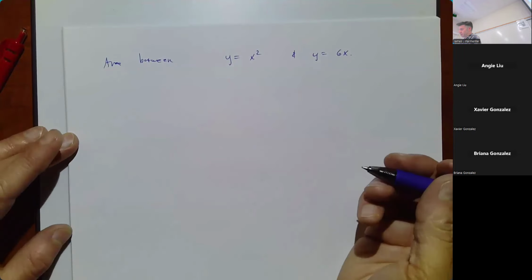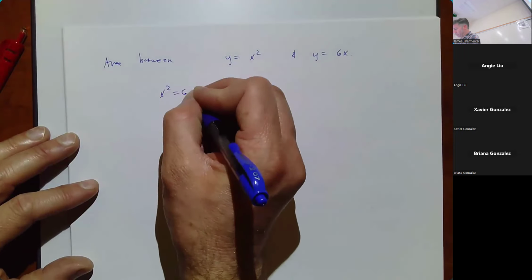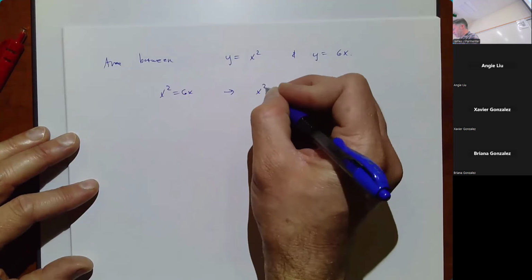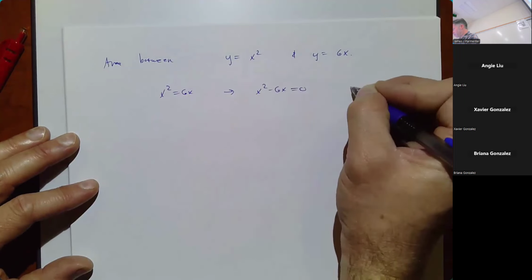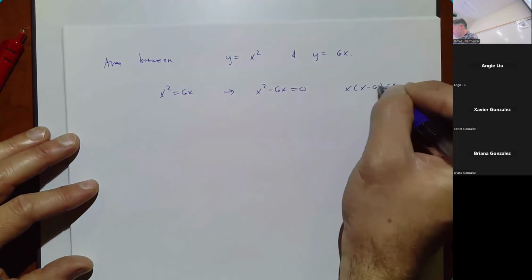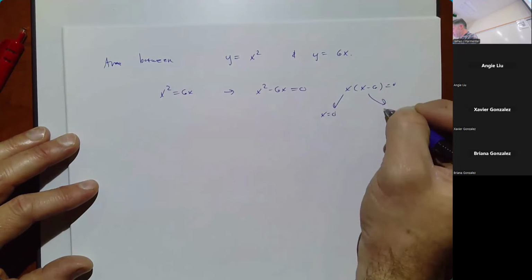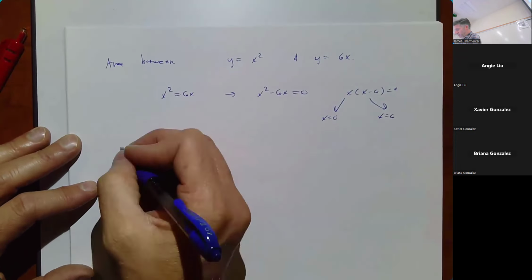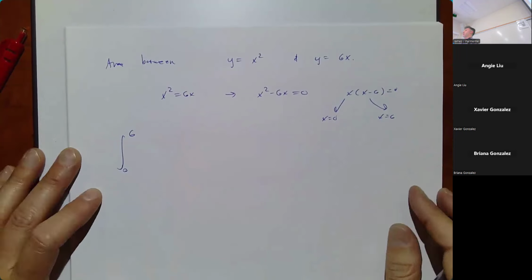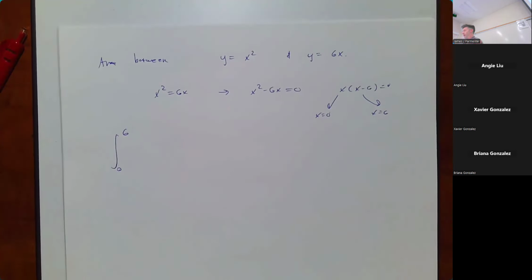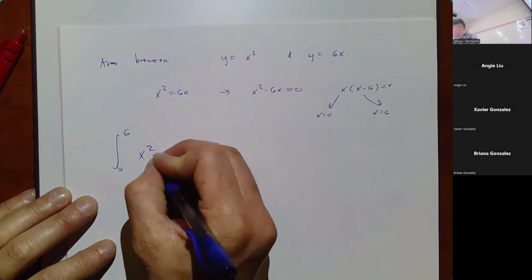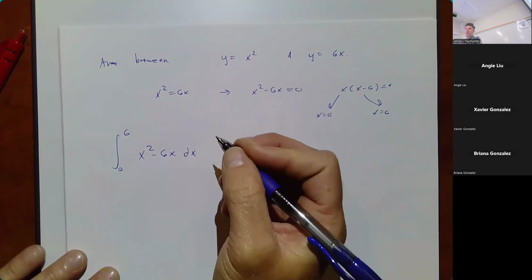So I would do the same thing. I would set x squared equal to 6x. I'd bring everything to the left side. I'd factor, and I get x equal to 0 or x equal to 6. So I did the integral from 0 to 6. And let's say I was confident that x squared was the top function. It's not. But let's say I was confident and I didn't check, and I did all the work.